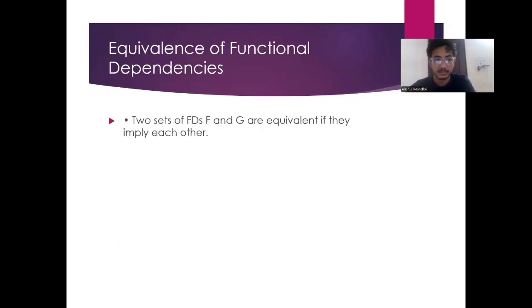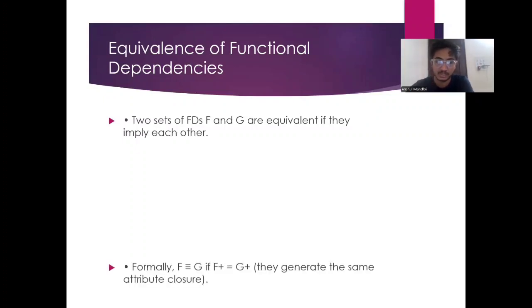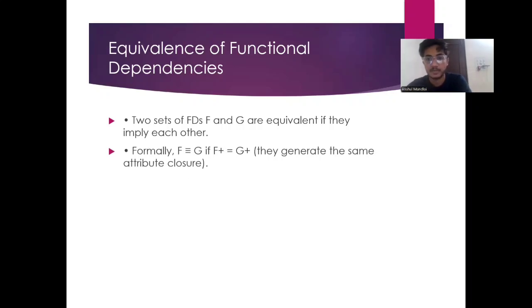As we can see here, this line shows that two sets of functional dependencies, F and G, are equivalent if they imply each other. So F and G are only equivalent if they imply each other. That is what it's trying to say. And the second bullet point says that F is equivalent to G if and only if F+ equals G+, which means they generate the same attribute closure when F is equivalent to G.